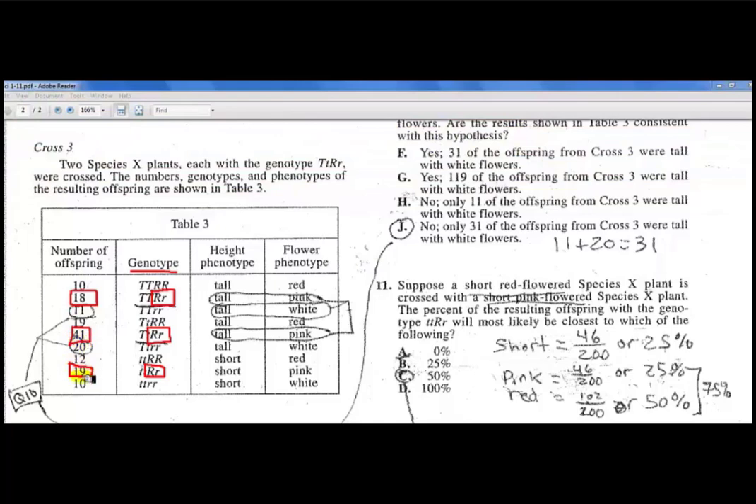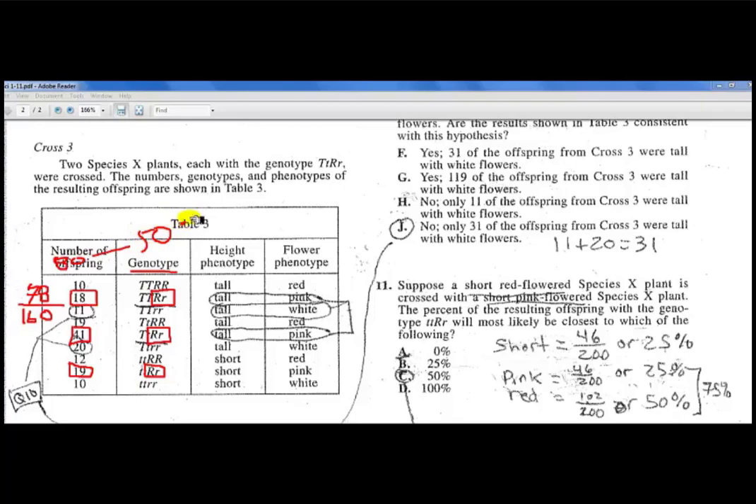18, 41, and 19 gives you 78 total with this genotype. 78 of what? Add this up: 10, 18, 11, 19, 41, 20, 12, 19, and 10 gives you 160. 78 is close to 80. 80 over 160 is half, or 50%.